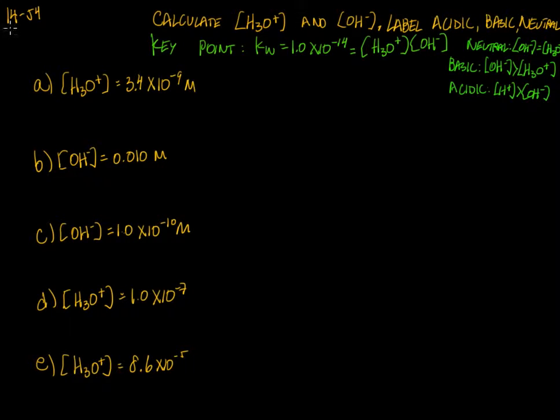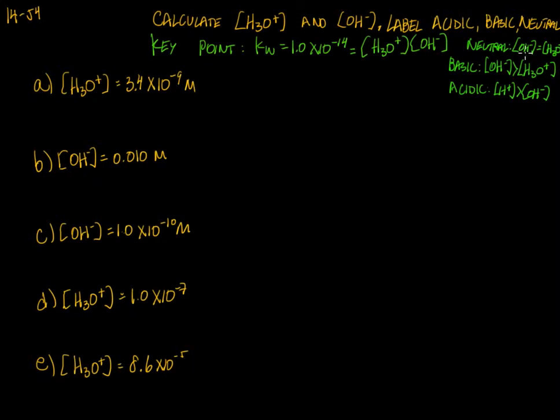54 from Chapter 14. We're asked to calculate the H3O plus concentration, and we're supposed to label the solution as acidic, basic, or neutral. So I've highlighted some key points here in green. We're going to use this equation here. The auto-ionization constant for water is 1.0 times 10 to the minus 14th, and that's equal to the two concentrations times each other. We'll figure out if the solution is neutral, basic, or acidic by comparing the two concentrations.